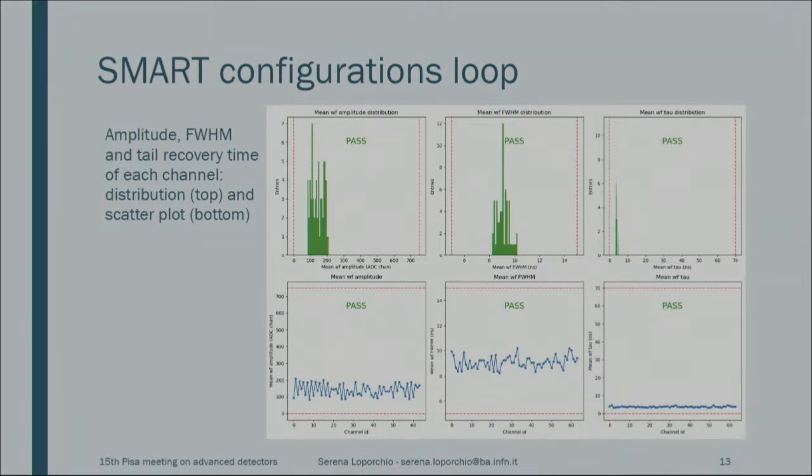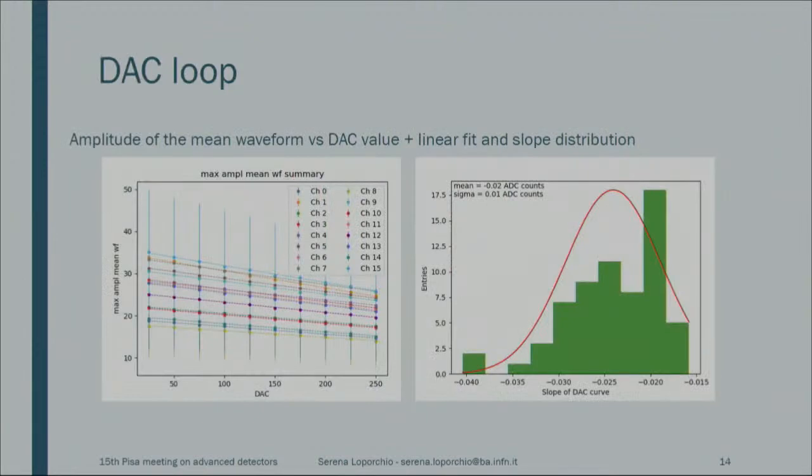So here I only show you a summary of what we did during each run. We did this loop on the different configurations that we can achieve by tuning the parameters of the SMART. And here we report, for the 64 channels in the module, the mean amplitude of each pixel, along with the full width at half maximum, and the distribution of the tau, the recovery time of each pulse. And we can see that here we placed some thresholds in order to determine if the ASIC was properly working.